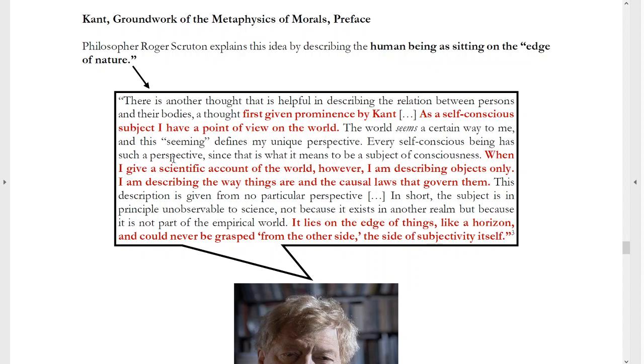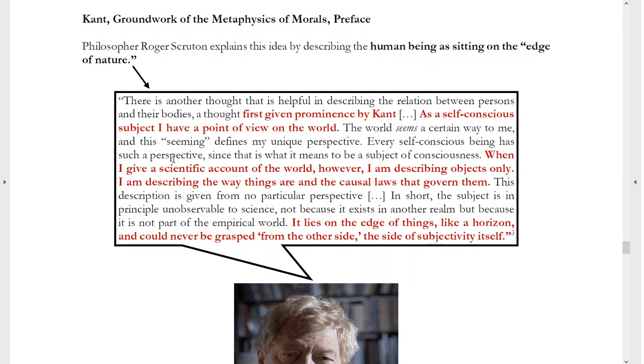So in a lecture he says, there's another thought that's helpful in describing the relationship between persons and their bodies. Why is he talking about that relationship? Insofar as you're a body, you're a physical thing, you're influenced by the laws of nature. But insofar as you're a person, you have the ability to think, to reason, to deliberate, namely you have a will. So this thought that he's going to explain was first given prominence by Kant.